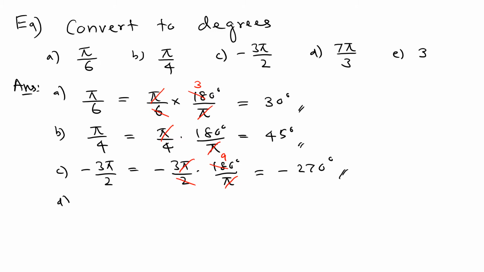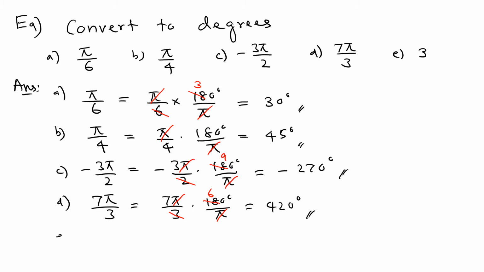And part D, it is 7 pi over 3. So it is 7 pi over 3. 1 radian is equal to 180 over pi. So again, these get cancelled. There are 6 of them. So 7 times 6 means 42. So that means you're going to get 420. So that's how many degrees 7 pi over 3 equals.